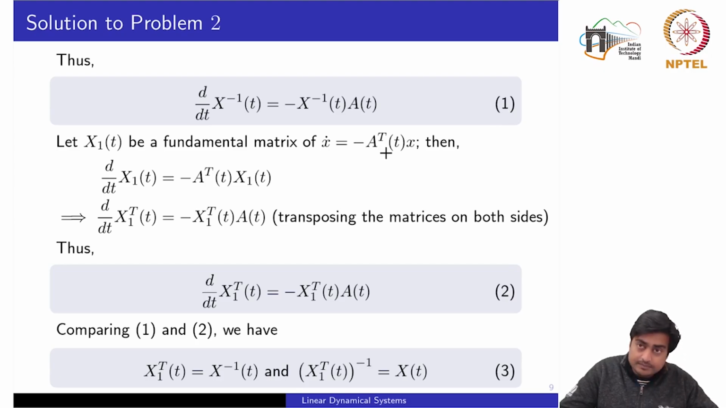Now consider the second system whose fundamental matrix was X1 and the state matrix was minus A transpose. Similarly, as we saw in the previous slide, X1 again satisfies this state equation and we directly obtain this equation as equation number 2. Now if you compare both equations 1 and 2, you would see that the A matrix is at the same place, and now X1 transpose becomes equal to X inverse. Under this condition both systems would be the same.